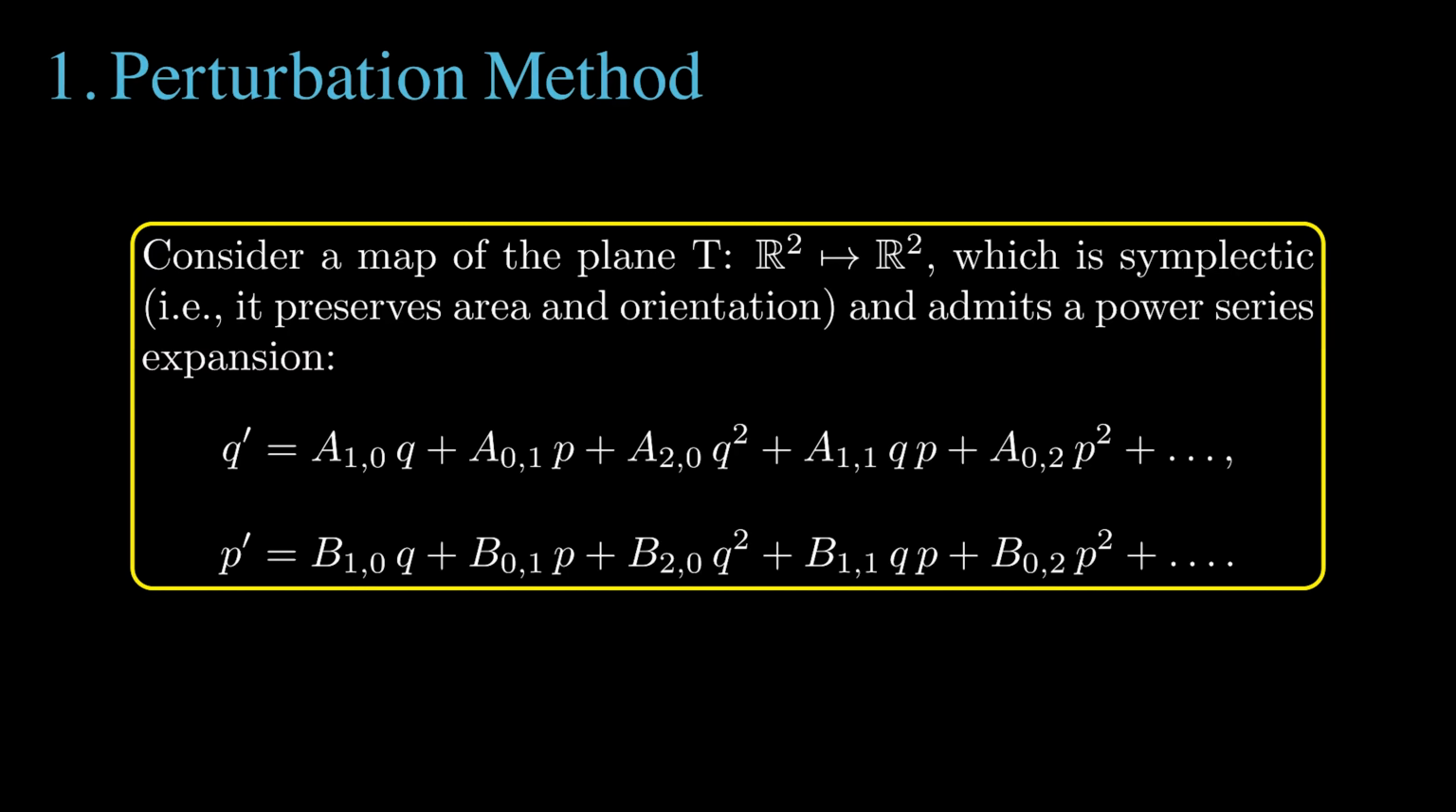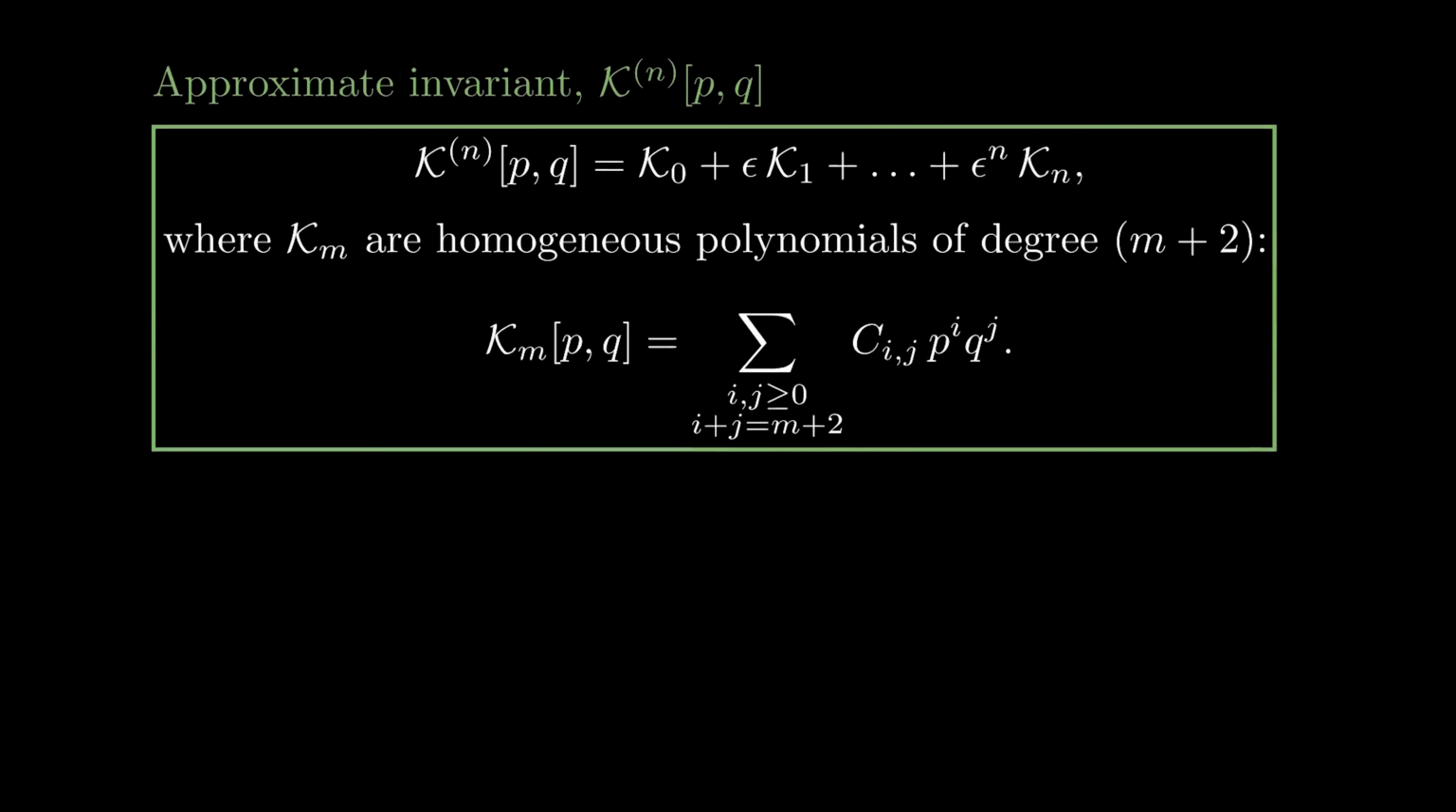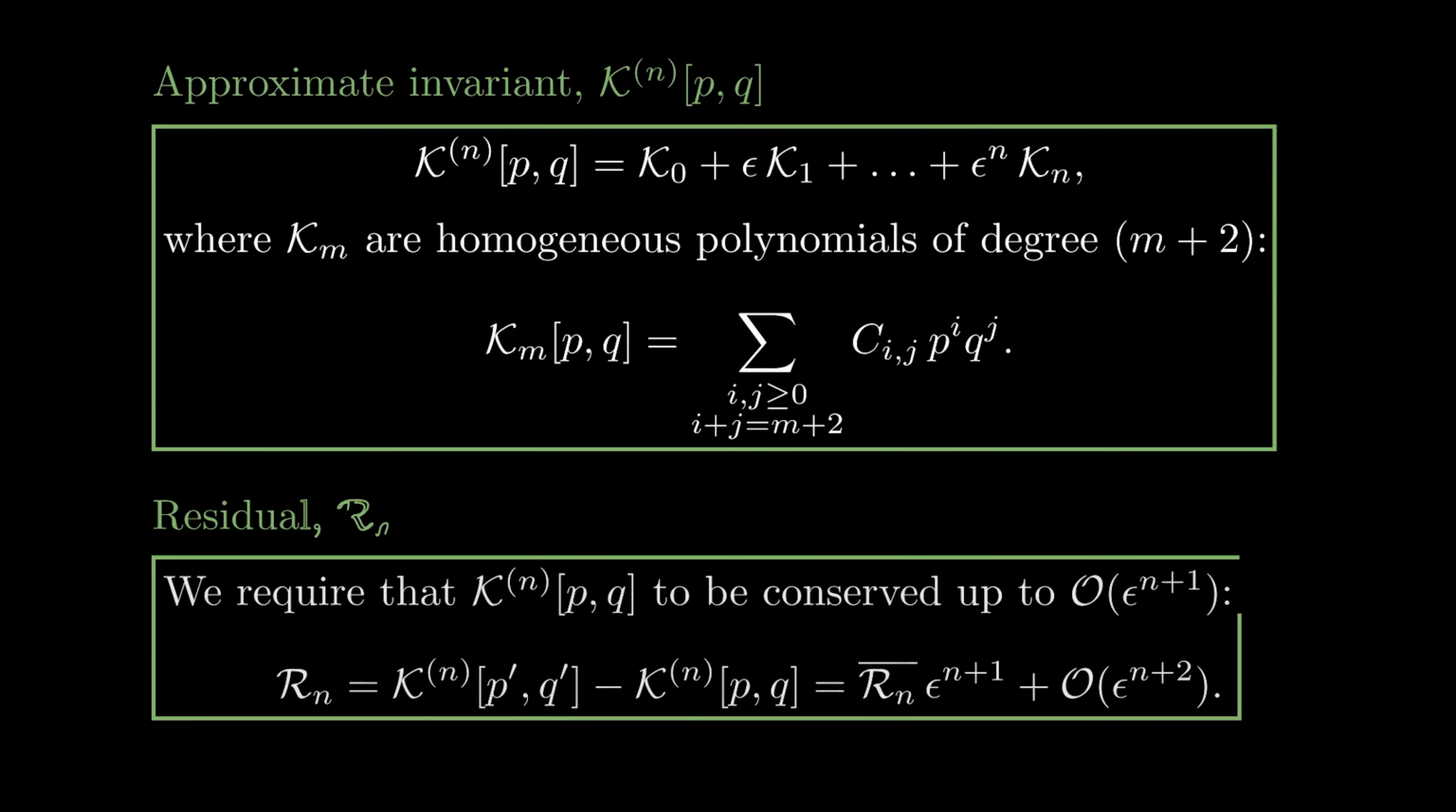We begin our perturbation theory by introducing a general polynomial ansatz for an approximate invariant of order n, written in terms of a sum of homogeneous polynomials K_m of degree m+2. To determine the two-indexed coefficients C, we impose the condition that the approximate invariant is conserved up to the order of epsilon to the n+1. The deviation from exact invariance is referred to as the residual, denoted with capital R.